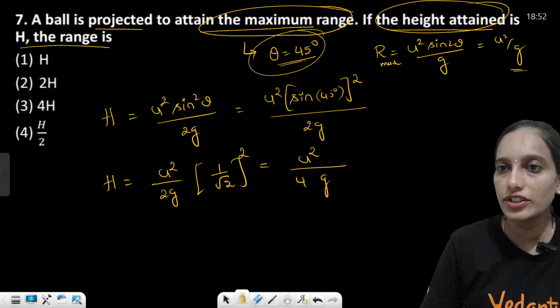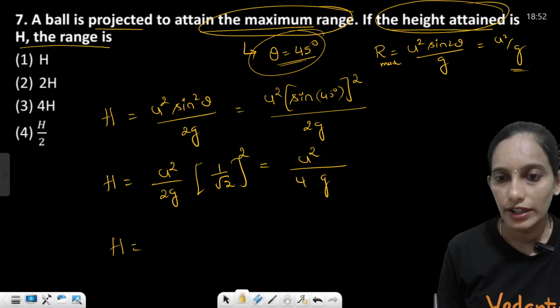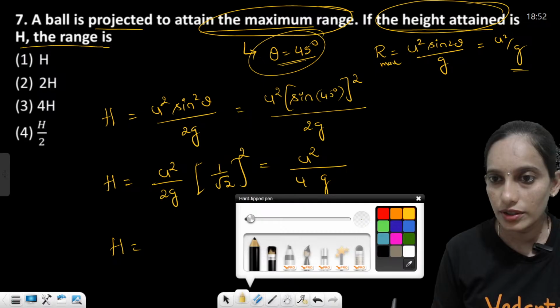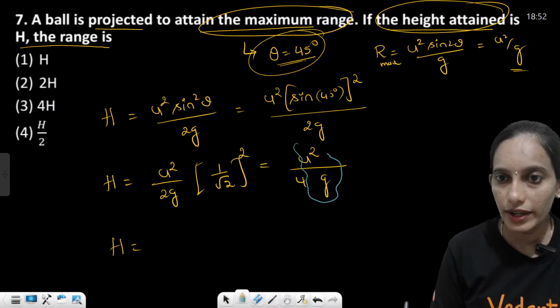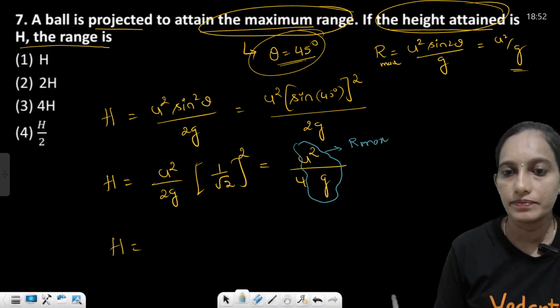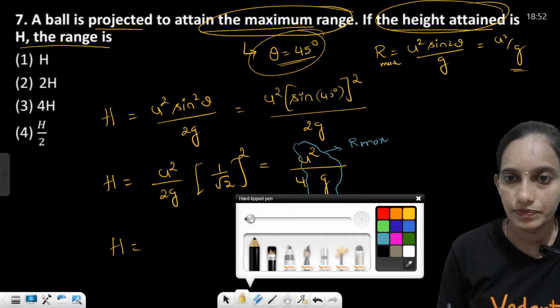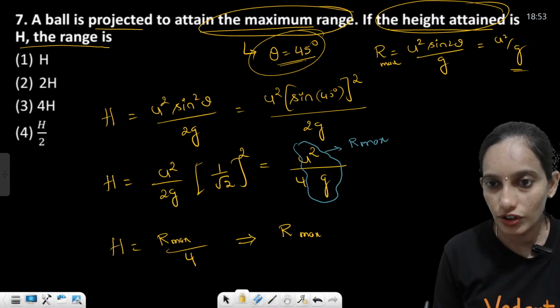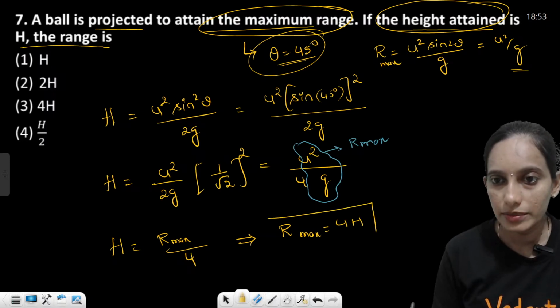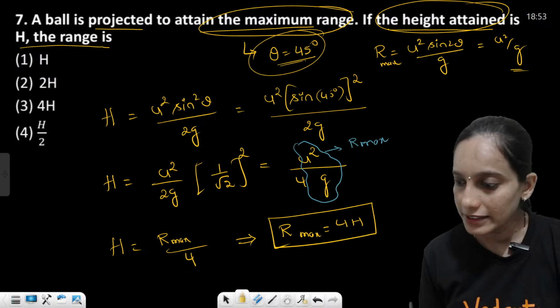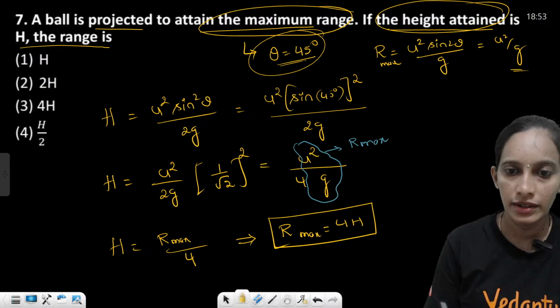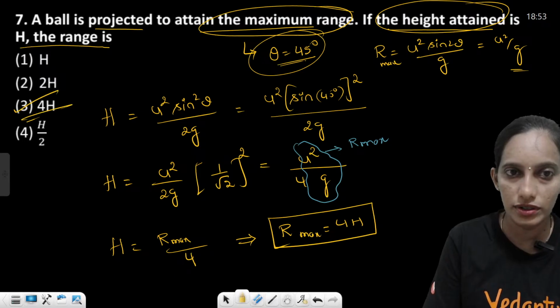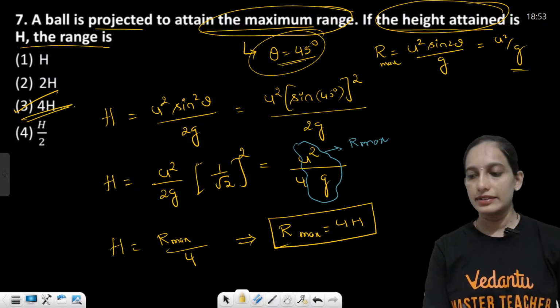But what is u square by g? Maximum range. So what can we do here now? If you just observe, this u square by g is nothing but r max, which is given as r. Okay, so again we can substitute. It becomes r max by 4, or this will give you the range, or the maximum range, is 4 times the height. Okay, maximum range is 4 times the height. That is option 3 is the correct answer.